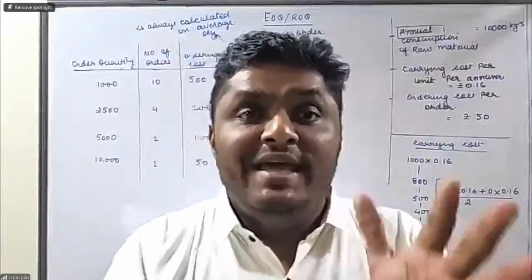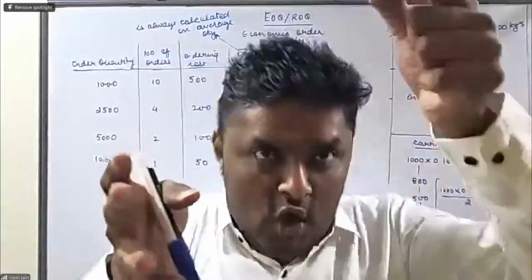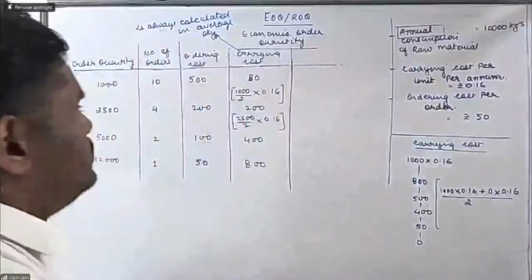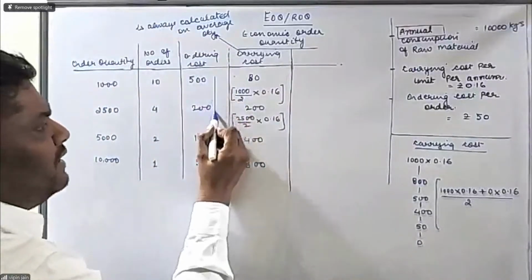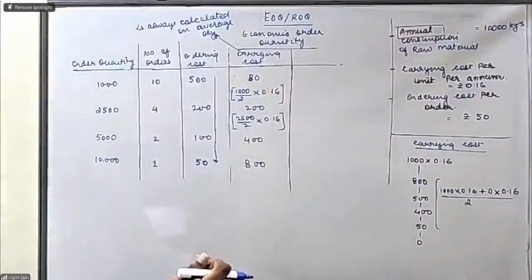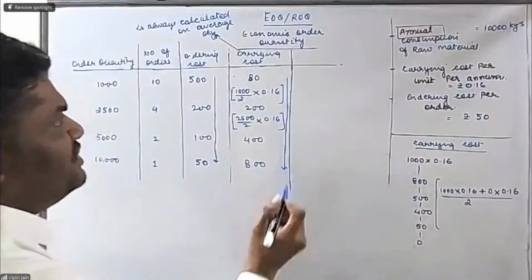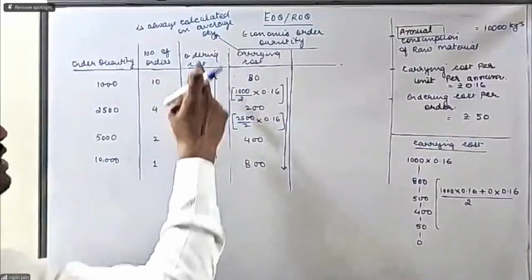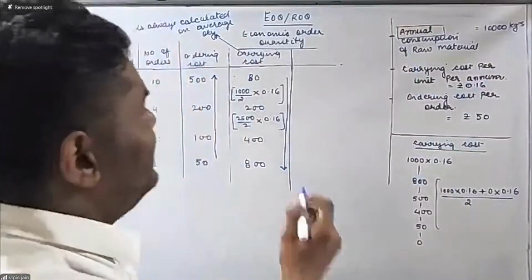So we can say there is an inverse relationship between ordering cost and carrying cost. If ordering cost is lower, what will carrying cost be? It will increase. See, here also you can see that the ordering cost is reducing and the carrying cost is increasing, again an inverse relationship. Ordering cost is increasing, so carrying cost is reducing. Now let's calculate the total cost.